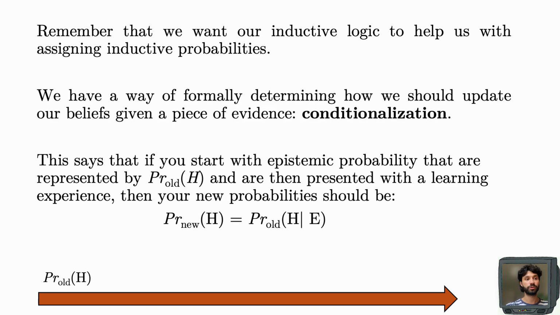We start at a particular time with our beliefs that H, so our old probabilities of H. You observe evidence E, that's your learning experience. And what conditionalization says is that your new probability of H, or your new belief that H is the case, should be found with the following formula.